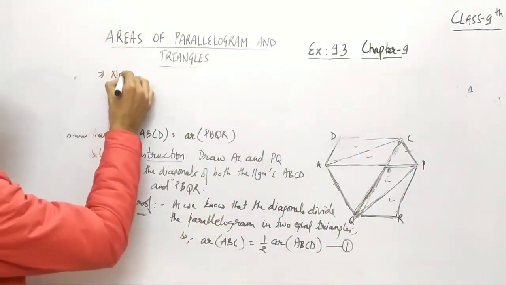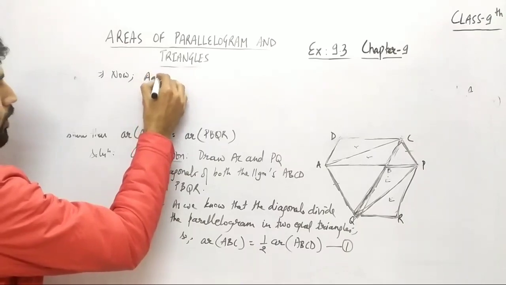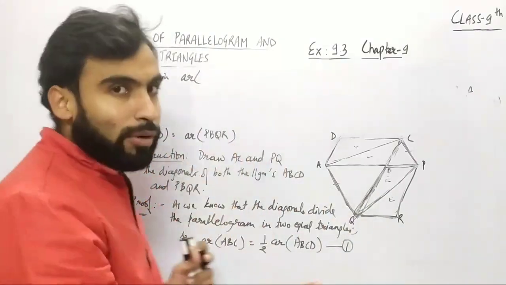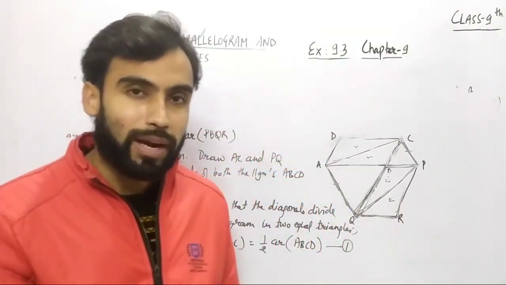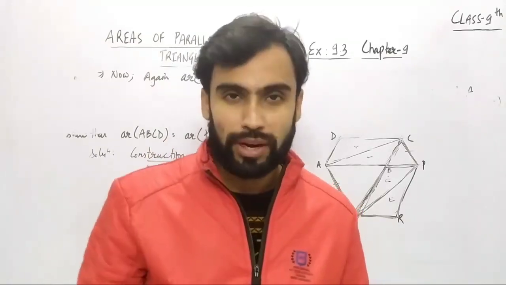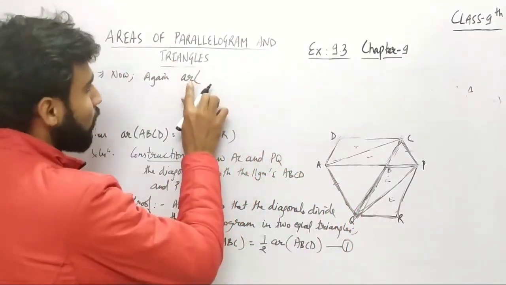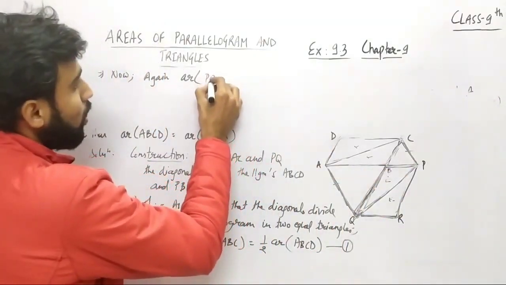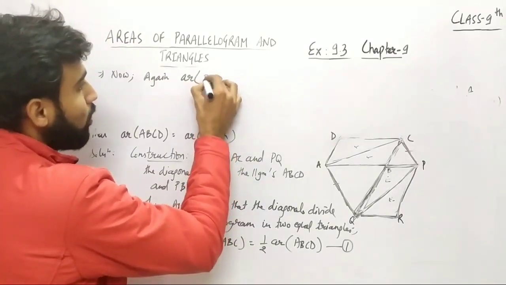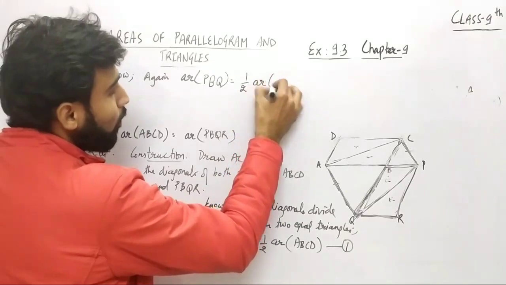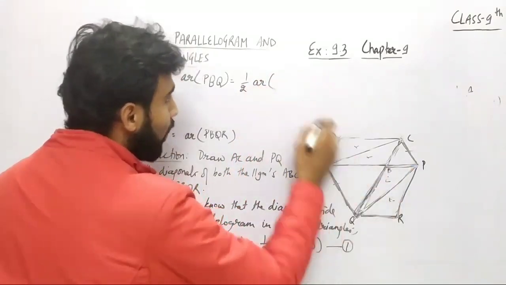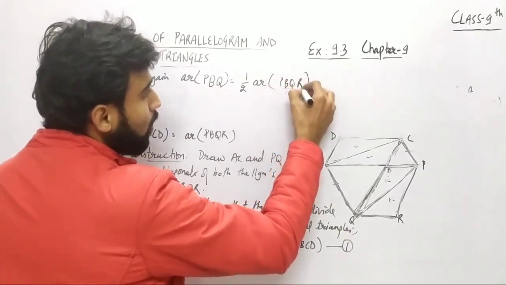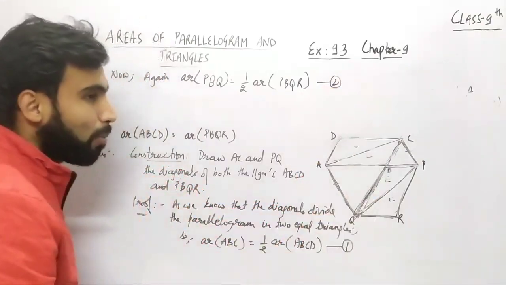So now again you can see that area of triangle PBQ. Now you can write down again the similar thing, that the diagonals of a parallelogram divide it into two equal triangles, right? So you can write it down. Now I'm just writing directly that this diagonal will divide it in two equal parts. That means PBQ, let me just write down that PBQ is equal to the half of the area of parallelogram PBQR. Let me just correct that. Right, so let me give this as equation number second.